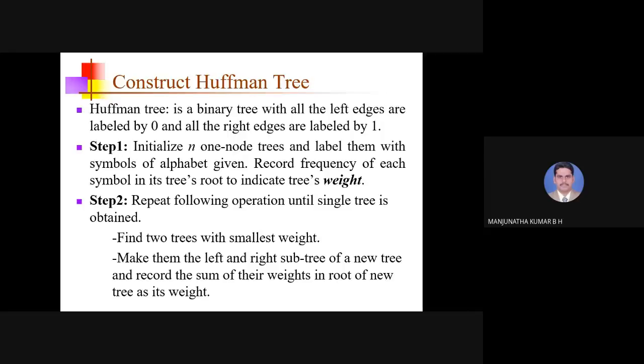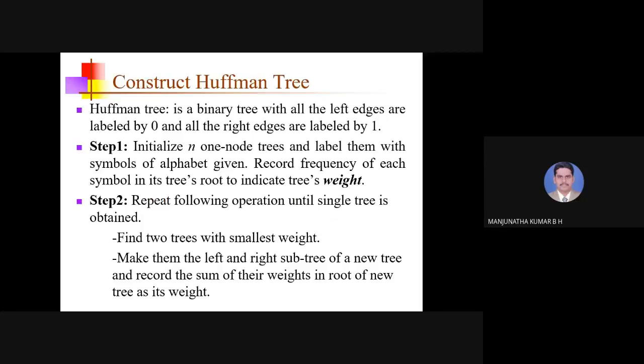For example, assume A and B have the smallest weight. Node A and node B are taken. I am going to consider node A as the left subtree and node B as the right subtree, and combine both nodes to form a new tree. The root of that new tree contains the sum of the weight of the left subtree and the weight of the right subtree. For example, the weight of A is 2 and the weight of B is 2. Now the root of the new tree is 4, since 2 plus 2 is 4. That is the second step.